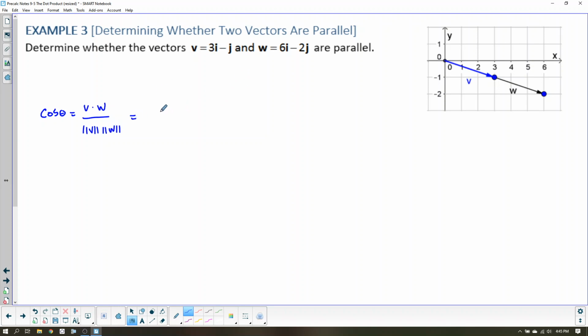So the dot product in the top would be 18 plus 2, it looks like. 3 times 6 is the 18. Negative 1 times negative 2 is the positive 2. So that just gives us a 20 in the top.